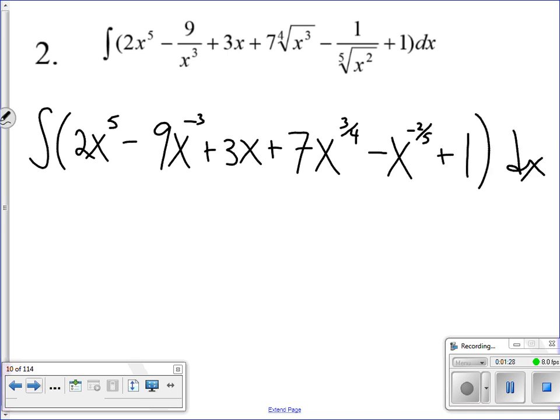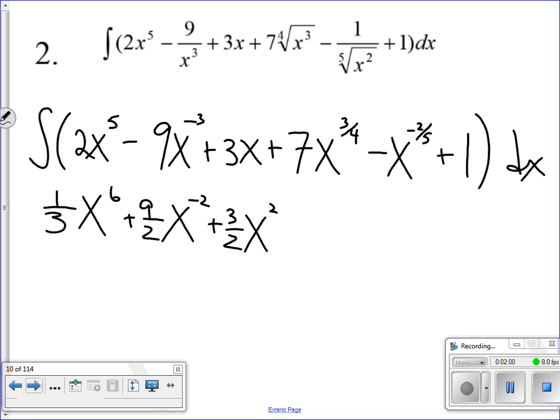Now we can go ahead and integrate each term separately using the power rule. So for the first term, we add 1, we get 6. So now we multiply by 6 or divide by 6. 2/6 is the same as 1/3. Next term, we add 1 to the old exponent, we get negative 2. So we have to multiply by negative 1/2. So we have plus 9/2. Next term, we add 1 to the old exponent, we get 2. So now we divide by 2 or multiply by 1/2. So we have plus 3/2.